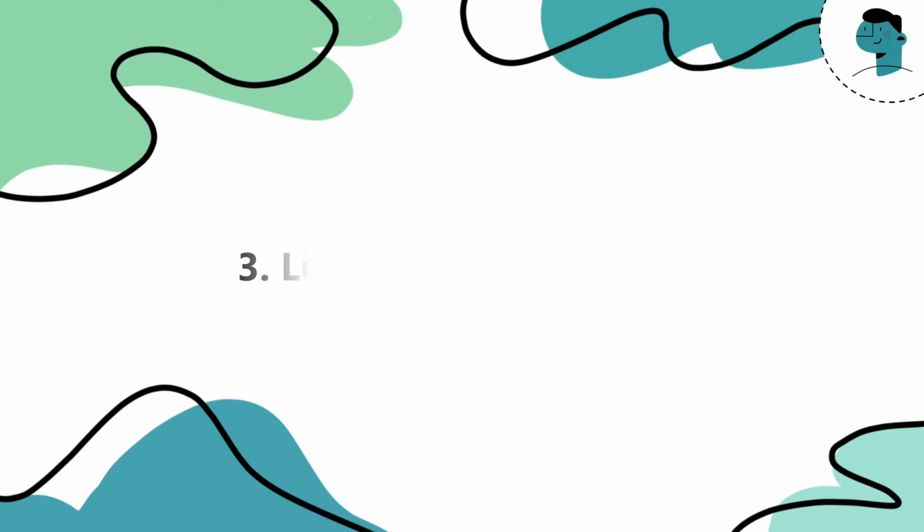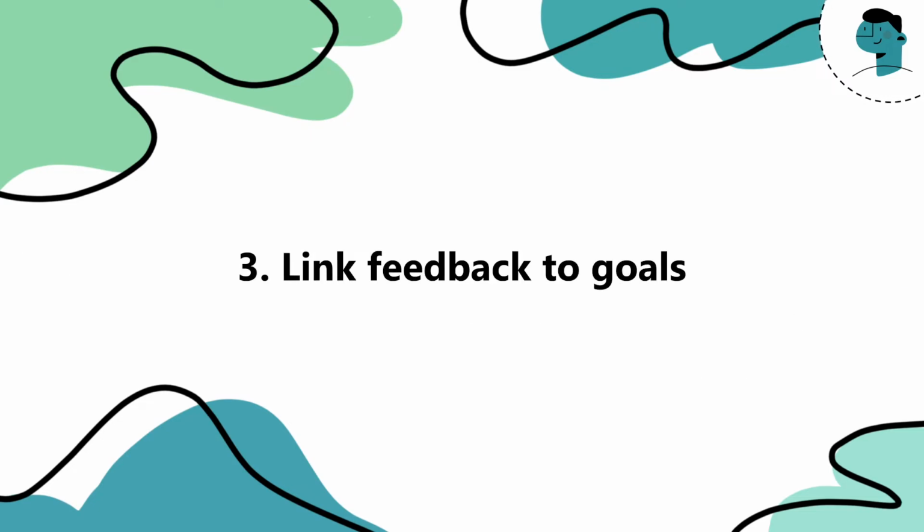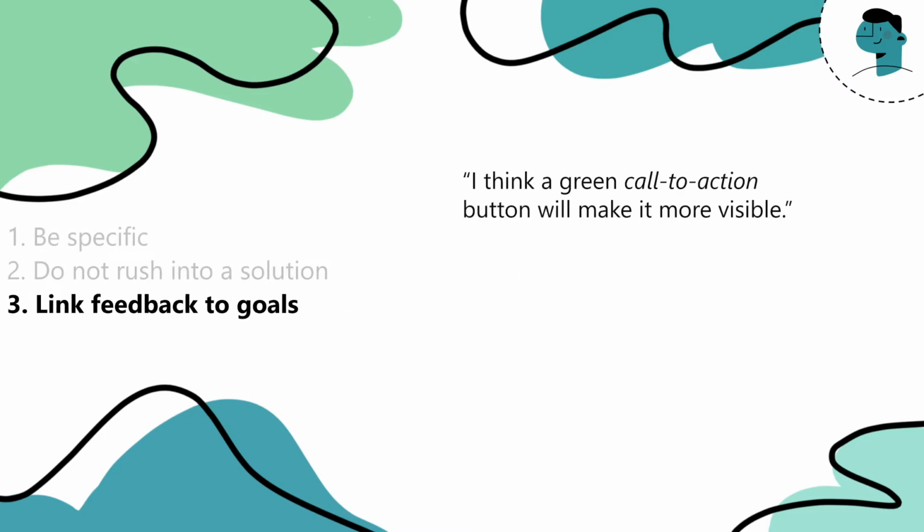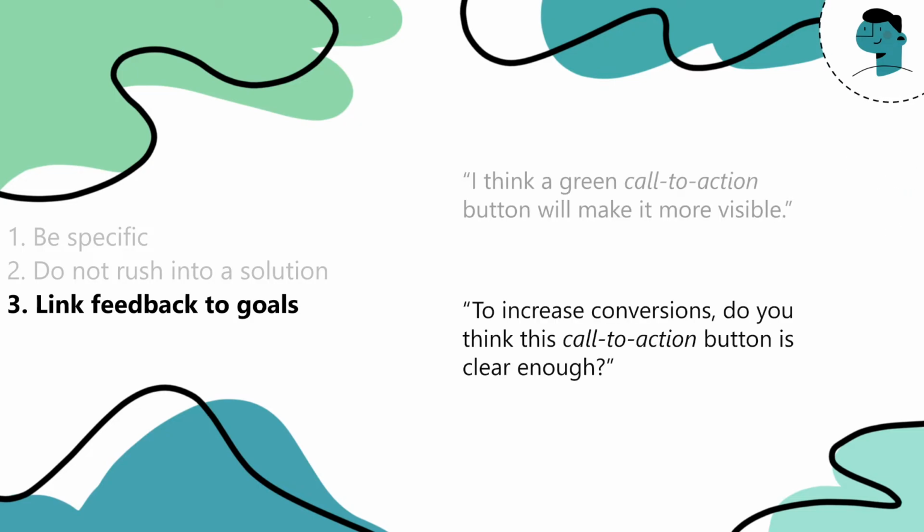Number 3. Link feedback to goals. It's not about the personal preferences. Think about how the design meets or misses the goals. Instead of, "I think a green call to action button will make it more visible." Try, "To increase conversions, do you think this call to action button is clear enough?"